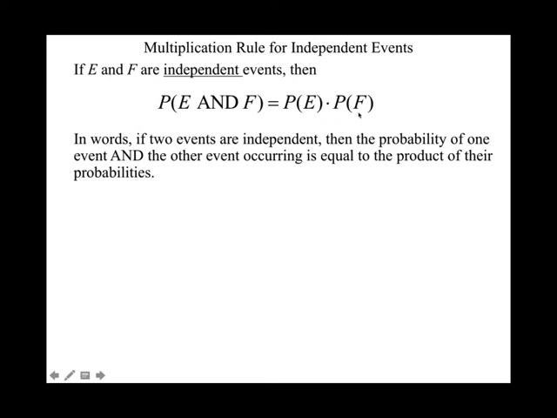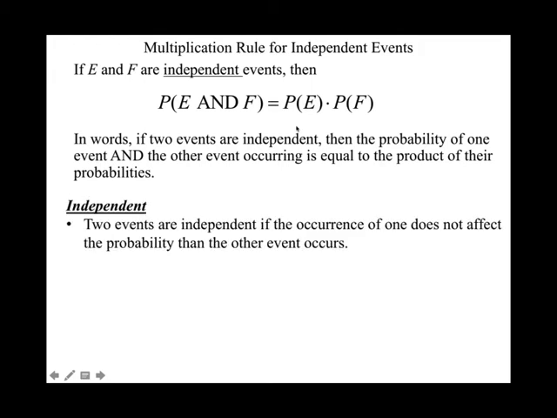In words, if two events are independent, then the probability of one event and the other event occurring is equal to the product of their probabilities. So just multiply the two together. Okay, let me explain the meaning of independent events. Two events are independent if the occurrence of one does not affect the probability that the other event occurs.